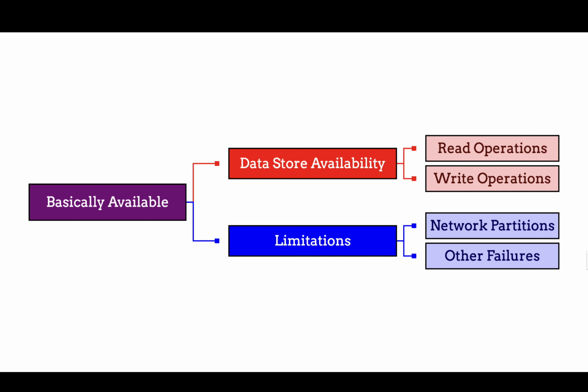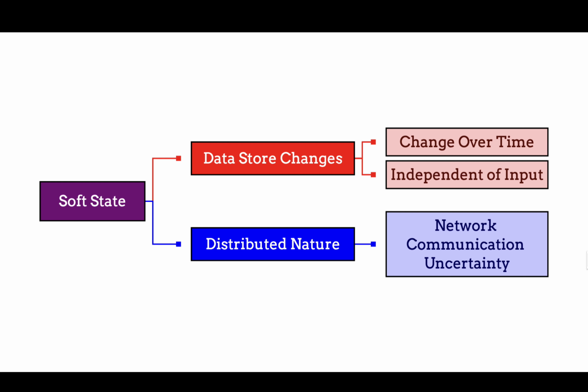Basically available. One, this property ensures that the data store is available for read and write operations, although there may be some limitations on availability due to network partitions or other failures. Soft state. One, this property acknowledges that the state of the data store may change over time, even without input. Two, this is due to the distributed nature of the data store and the inherent uncertainty in network communication.